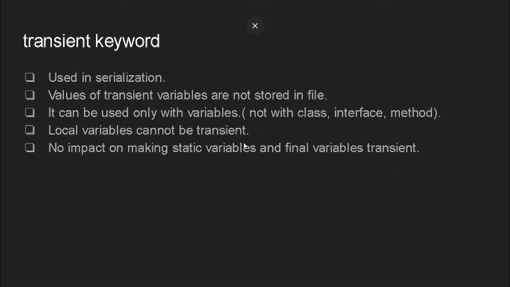I will be explaining this with the help of the IDE also. And if you declare static variables as transient, or final variables as transient, it has no impact actually. That means there is no point, honestly. There is no point in declaring a static variable or a final variable as transient, because it does not change the behavior of that particular variable.